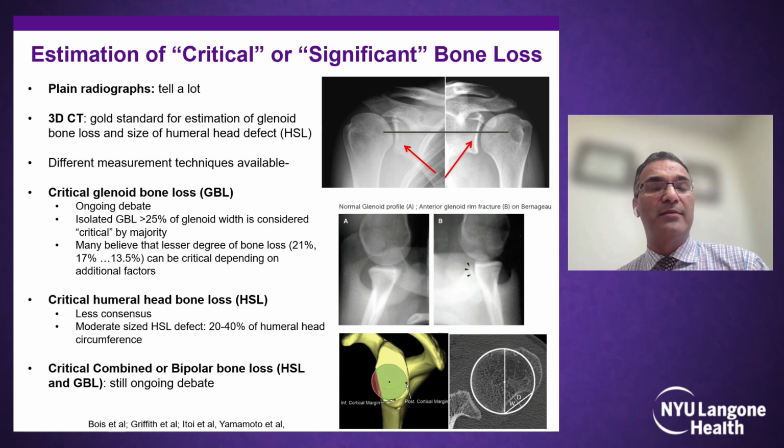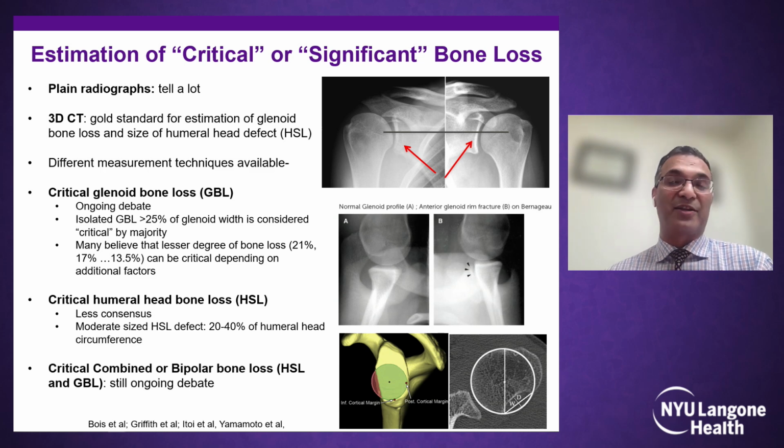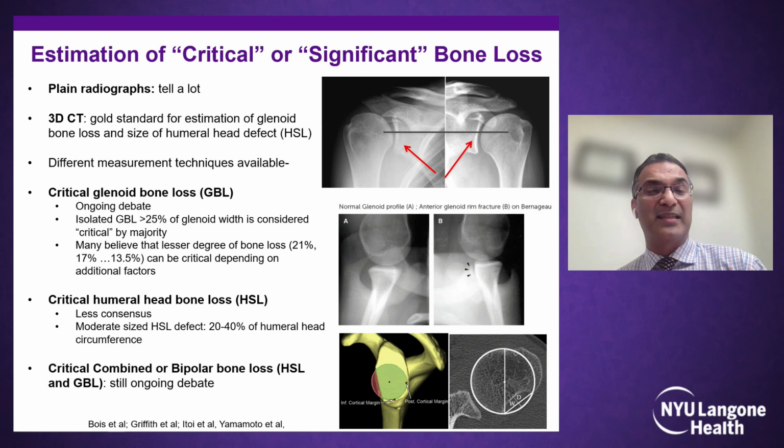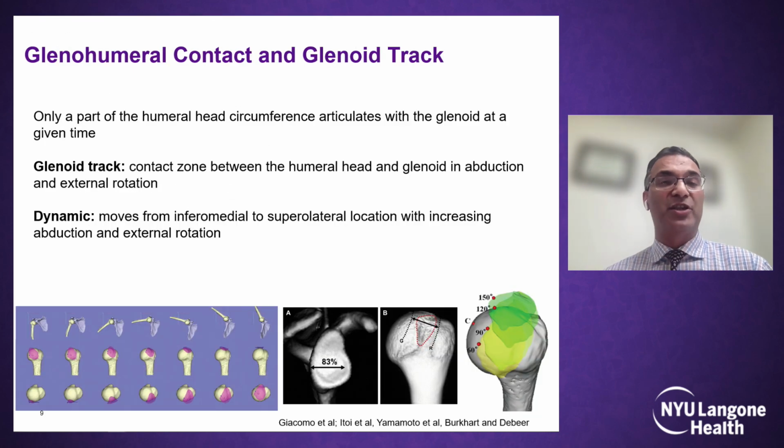Now, on the glenoid side, the critical bone loss numbers continue to be debatable. Everyone agrees more than 20-25% isolated is critical, but many others believe that lesser degree of bone loss in association with other factors can become critical as well. There's less consensus on the humeral head side. When we start talking about bipolar bone loss, then things change a little bit. And in order to improve our understanding, the concept of glenohumeral contact and glenoid track was introduced.